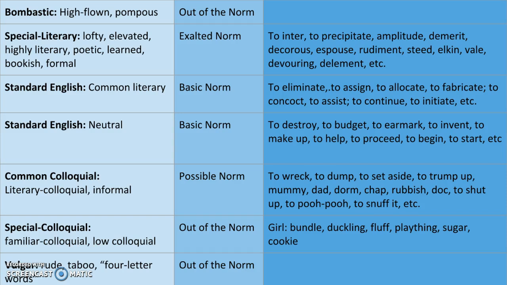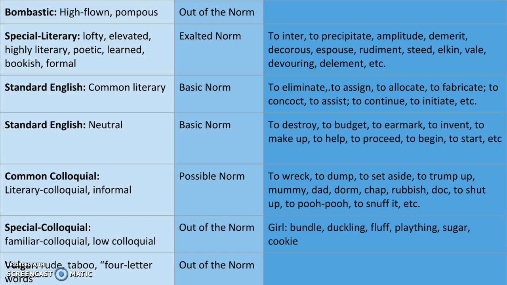Now we're going into kind of outside the norms, and we're going to talk about why. So here we have common colloquial, and remember that colloquial is another word for slang. And this is considered literary colloquial or informal. And it's a possible norm because depending on where you work or where you go to school, some of these terms are going to be allowed to enter into your writing and your speech to other people, such as wreck, dump, set aside, trump up, mummy, daddy, dorm, chap, rubbish, dock, to shut, to poo-poo, to snuff it. What you're going to notice is that a lot of these are slang, colloquial. So it's the idea that this is the type of language that you're going to use with your friends, maybe your family, but this isn't going to be the kind of language that hopefully you would use when giving a speech to an audience.